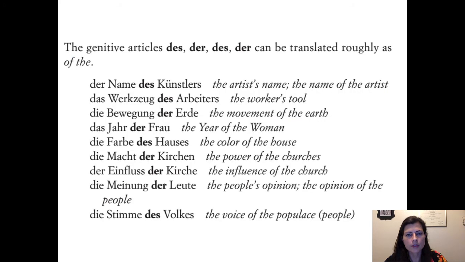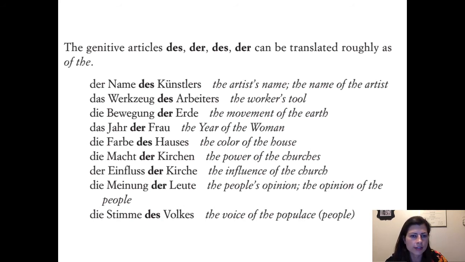Okay, so the genitive articles des, der can be translated roughly as of the. Der Name des Künstlers, the name of the artist or the artist's name. Das Werkzeug des Arbeiters, the worker's tool or the tool of the worker. Die Bewegung der Erde, movement of the earth or the earth's movement. Das Jahr der Frau, die Farbe des Hauses. Die Macht der Kirchen, der Einfluss der Kirche.